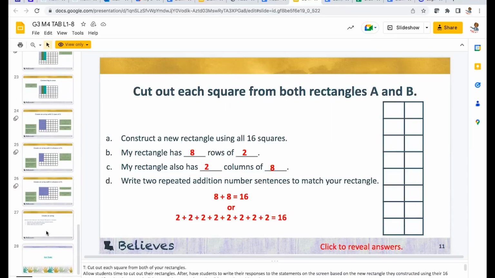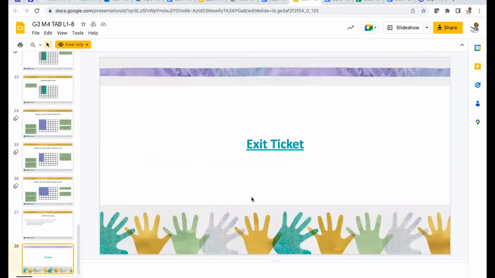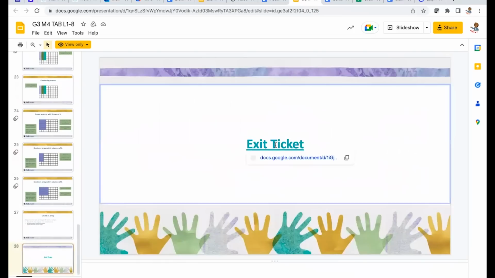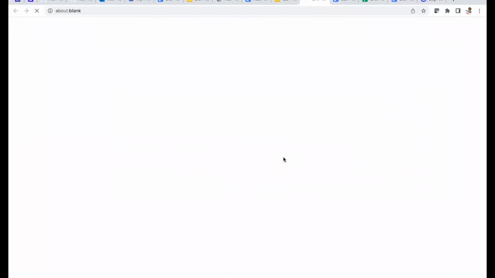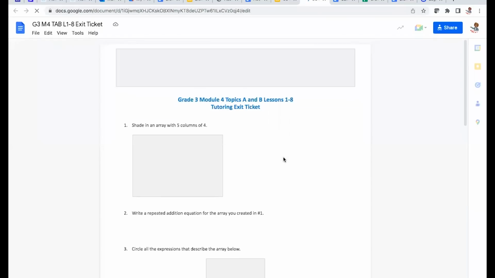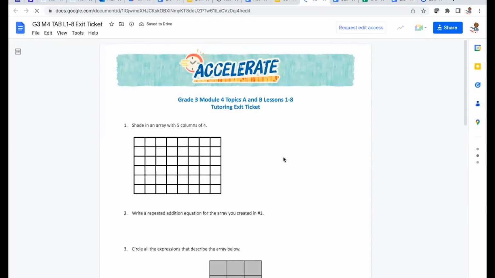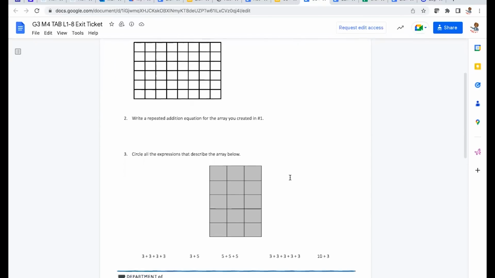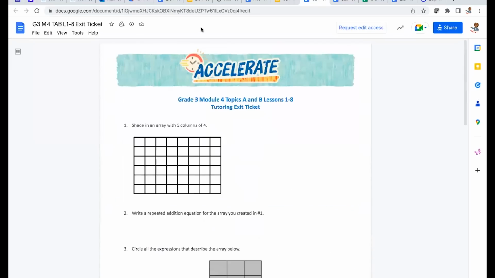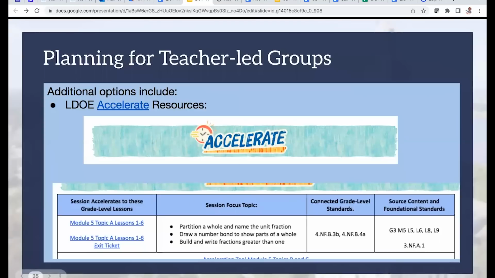You may need to have 2 sessions to complete each lesson, but what I also like is each of these lessons ends with an exit ticket. So now I have a piece that I can use to assess student understanding from their work with me at the teacher-led table. And it's all aligned to my Tier 1 curricula. So it's just another resource I can use to help support my students in their learning.